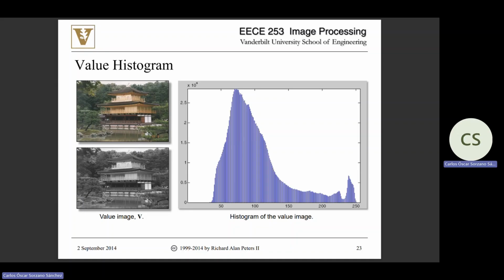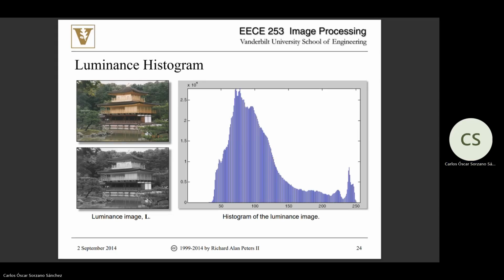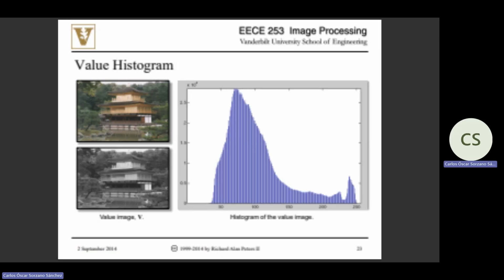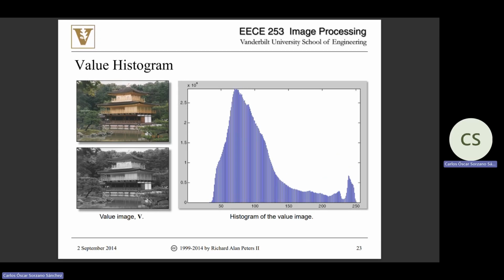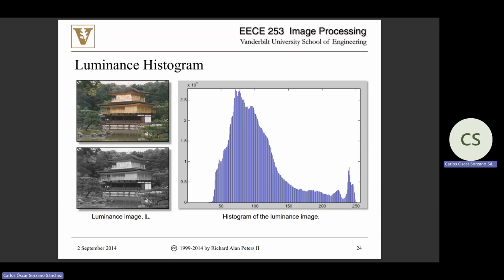Okay. So we have now the two images, the color image and the value image. And here we have the histogram of the value. Okay. Now we know how to interpret that. Here we have the histogram of the luminance. If you look at the histogram, it changed a little bit. So they are not exactly the same. The images themselves are not exactly the same, but not so different either.